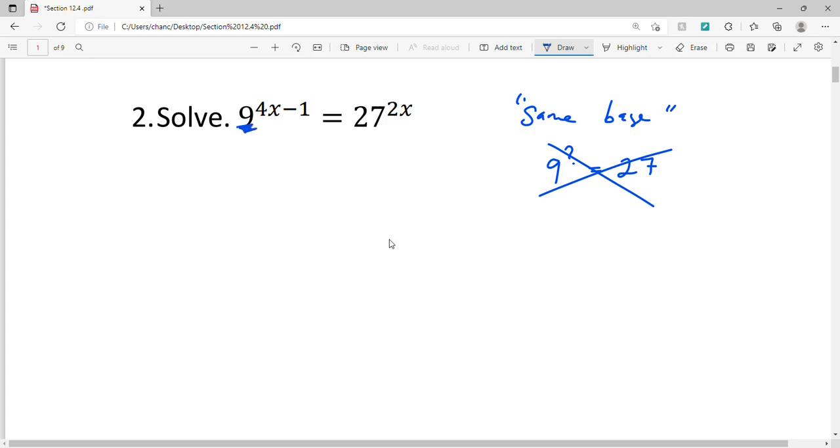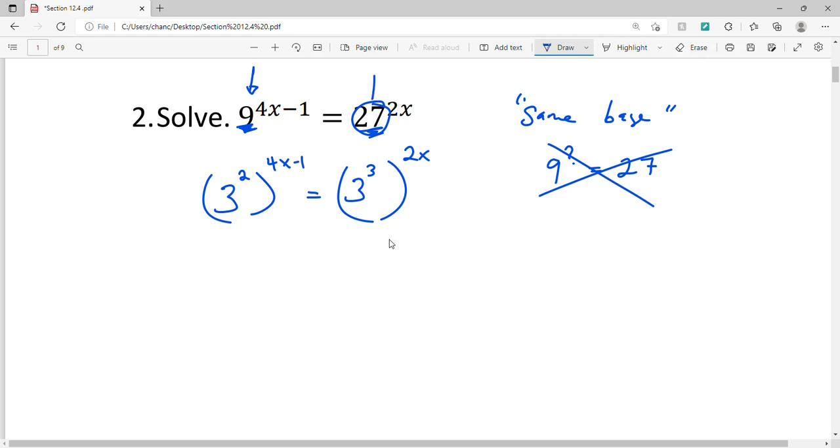If you look on the left, it's a base of 9. On the right is a base of 27. But we can rewrite both of them with a base of 3. I can change 9 as 3 squared, and that whole thing on the left becomes 3 squared raised to the 4x minus 1. On the right, we have 27, which I can rewrite as 3 cubed, and that is raised to 2x. In this case, the base is not 9 or 27. We choose a base of 3 so that they can be the same.